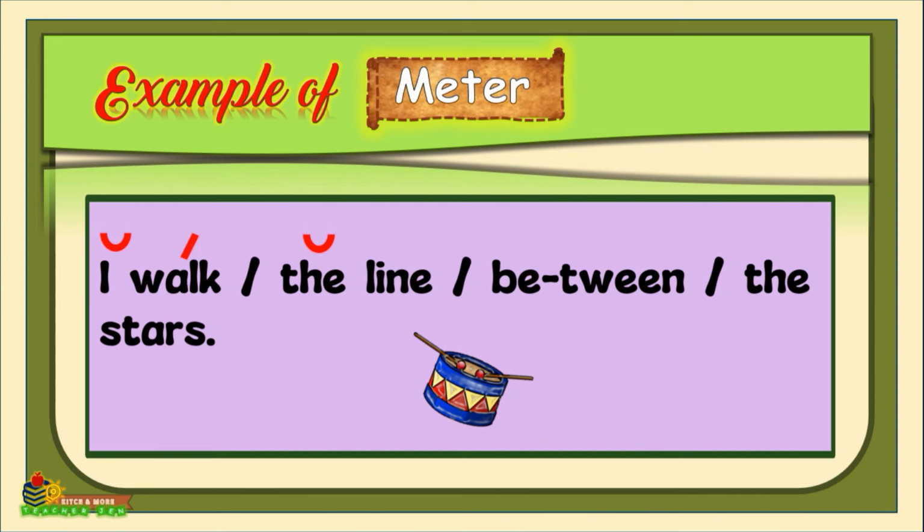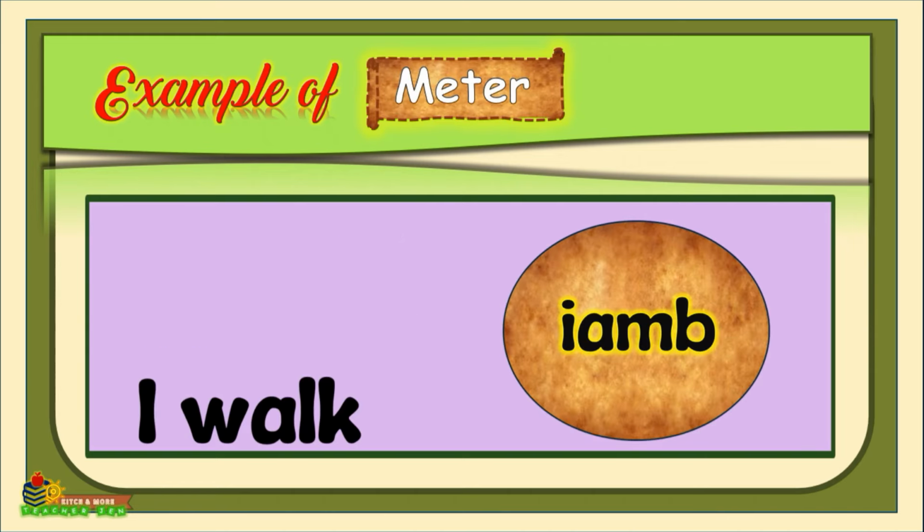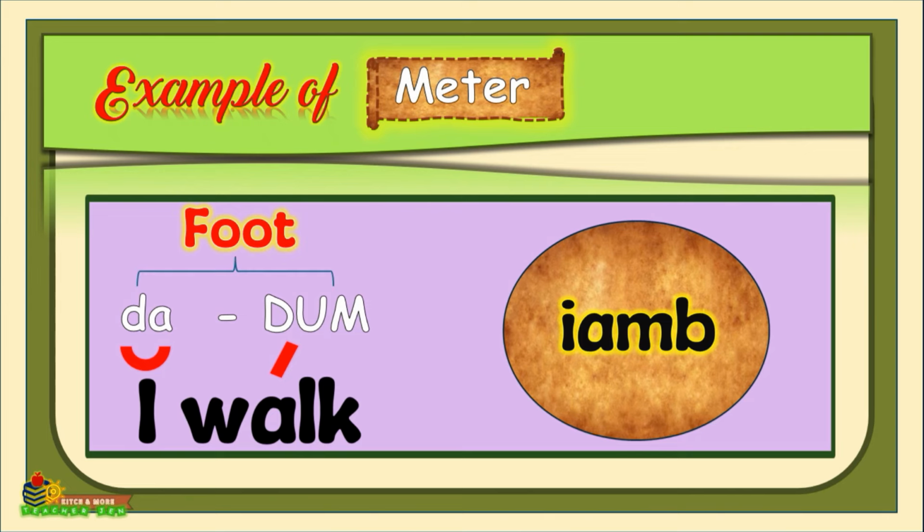Da-dum, da-dum, da-dum, da-dum. Each da-dum is 1 foot in poetry, and since this is in the pattern of unstressed followed by a stressed syllable, it is called an iamb. What is an iamb? It is a type of metrical foot in poetry that consists of 2 syllables. The first is unstressed and the second is stressed, like the beat da-dum. Take note that a line can have many feet depending on how long it is.